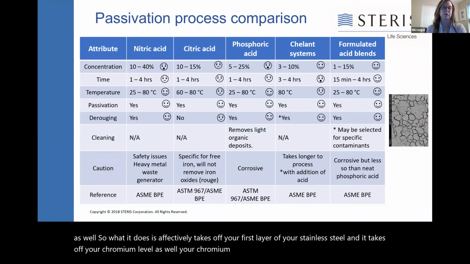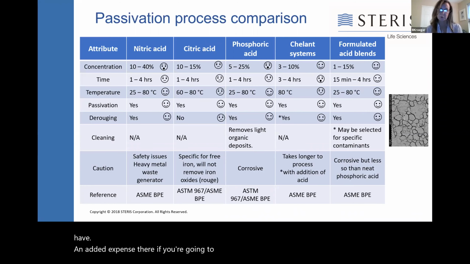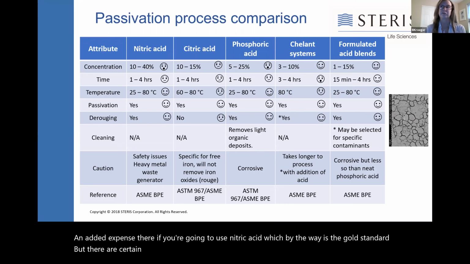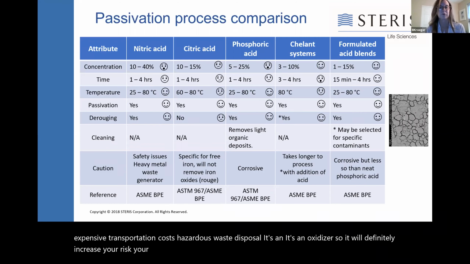So it'll take it down to a certain depth, but then all of those heavy metals will be in your waste at that point. You may have an added expense if you're going to use nitric acid, which by the way is the gold standard, but there are certain safety issues inherent with using nitric acid. You may have expensive transportation costs and hazardous waste disposal. It's an oxidizer, so it will definitely increase your risk and your expense of disposal.